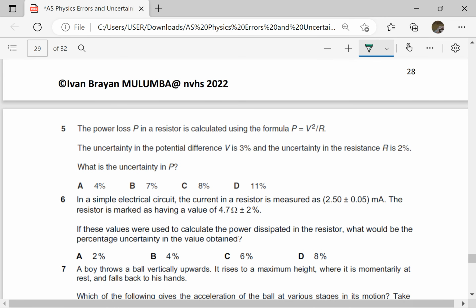The power loss in a resistor is calculated using that formula. The uncertainty in the PD is 3% and in the resistance is 2%. What is the uncertainty in P? So percentage uncertainty in P is going to be twice percentage in V plus percentage in R. So that is 2 times V, which is 3, plus R, which is 2. That is 6 plus 2, which is 8. So the answer there is 8%.